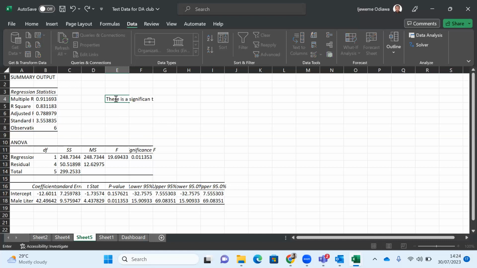So there is a significant association between male literacy and contraceptive use prevalence in Nigeria.